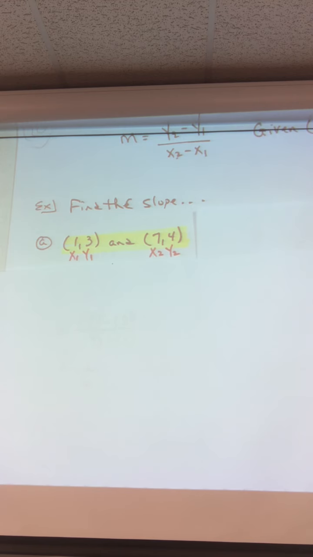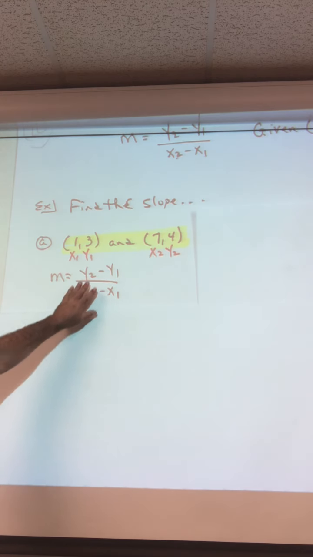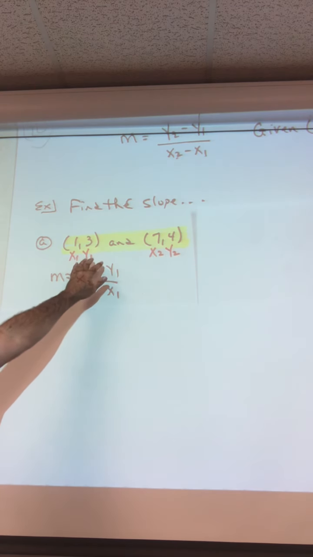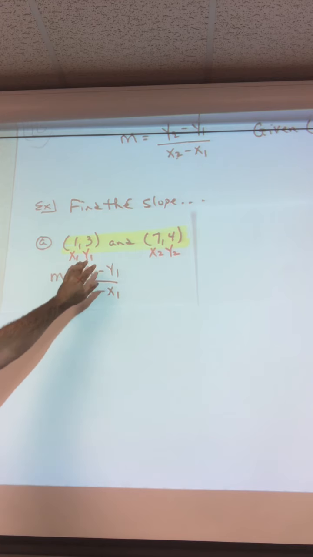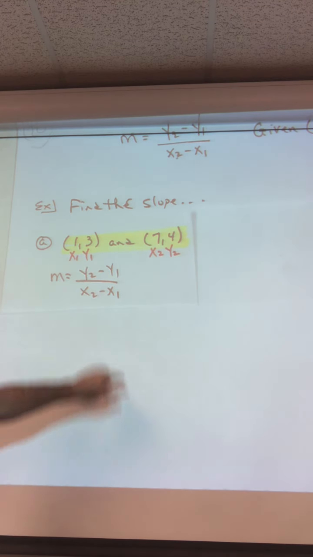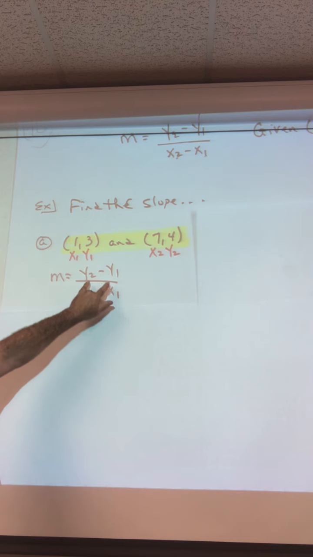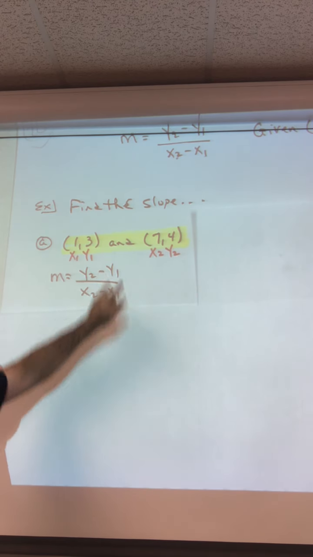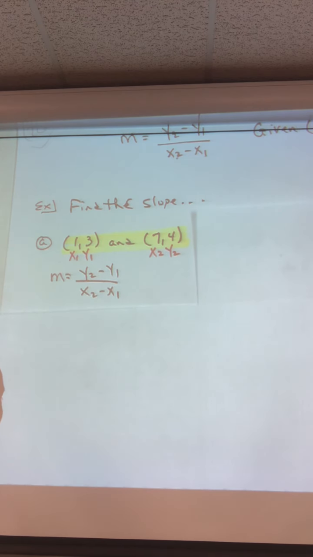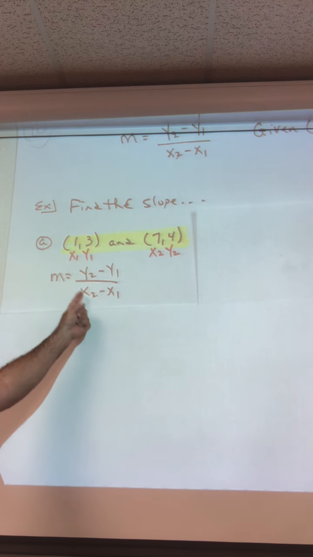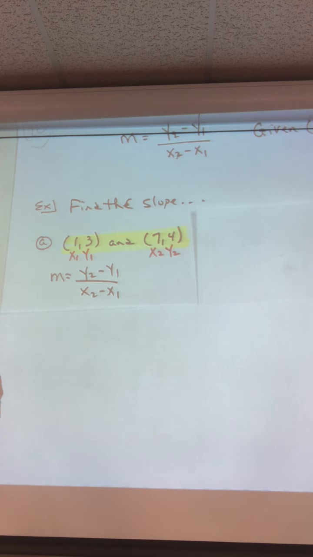Since the second point is listed second, I'm going to call it X2, Y2. Now, I'm going to write my slope formula down. A couple of things. First, when you write this formula down, make sure you always put the Y's on top, X's on bottom. Secondly, you could do Y1 minus Y2 on the top if you wanted to, but if you did, you'd have to do X1 minus X2 on the bottom.